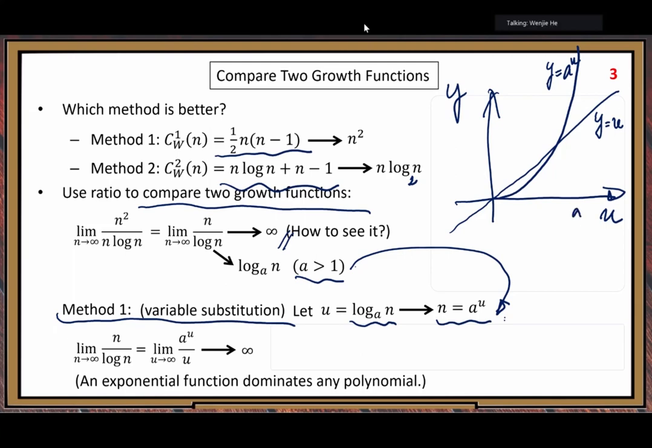So here, let me give you a situation. A less than 1. What would happen? If I draw graphs, that will be like that, decreasing. The larger the u, the smaller the function value. So we need the case a greater than 1.